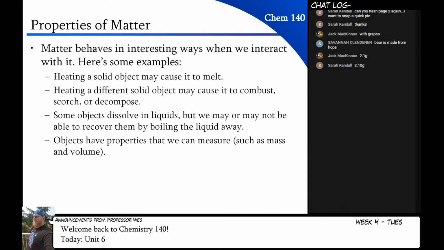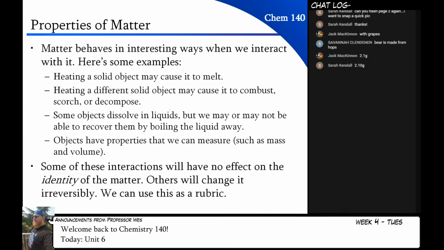And then all objects have properties that can be measured. These are all actions that I can take to things. Some of these actions actually change the nature of the material that we are looking at in detail. Others don't do anything to the matter at all. And so we're going to use this as our rubric. Does the matter change essentially irreversibly when we do X to it? If so, then the act of X is called chemistry.